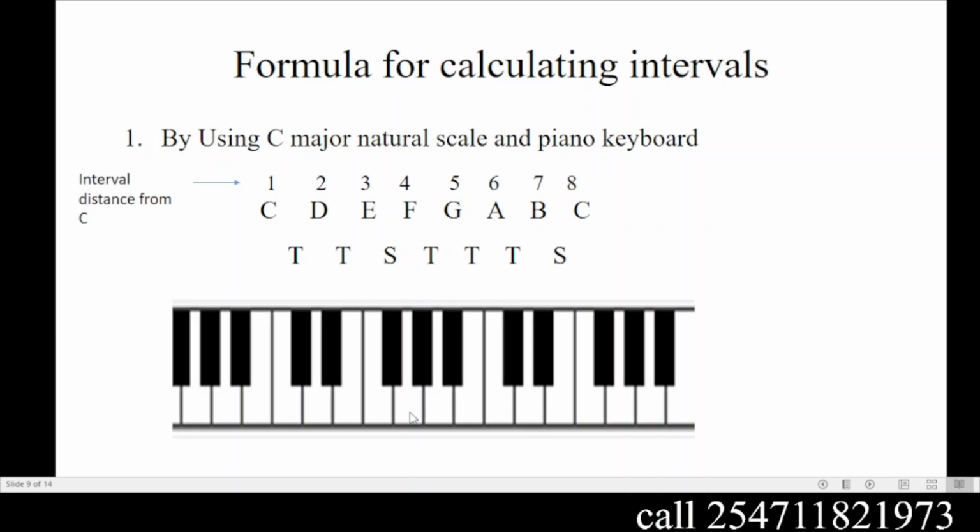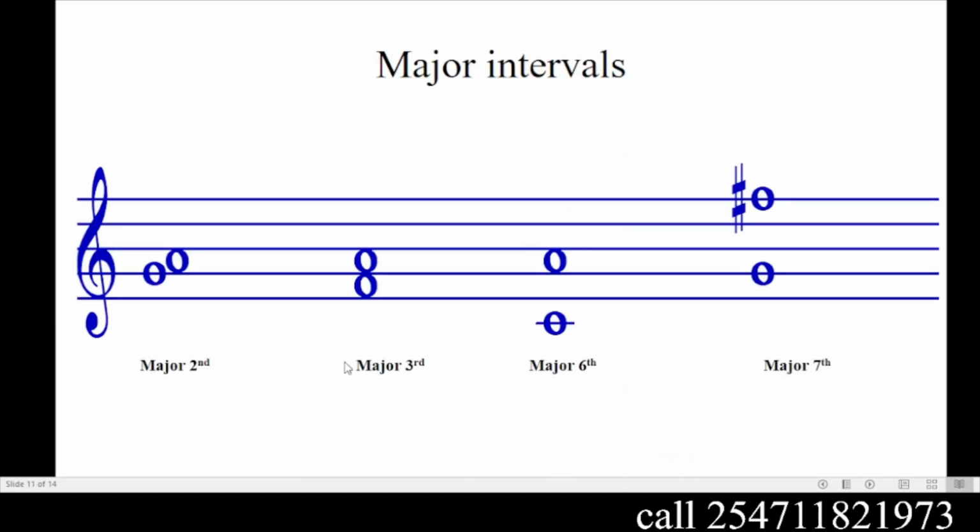a major third. On the piano, F is here, F to F sharp is a semitone, F sharp to G is a semitone, that is a tone. From G to G sharp a semitone, from G sharp to A another semitone. Those are two tones, and this applies to everything that you're doing.